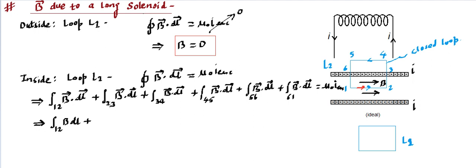Then we will talk about this 2 to 3 segment. If we are at 2 to 3 segment, then you'll find dl is going to be in this direction. So if dl is in this direction, B is in this direction horizontally, then you'll find the angle between the two is going to be 90 degrees. So you'll find this will become 0. This will become 0 because they are perpendicular to each other.